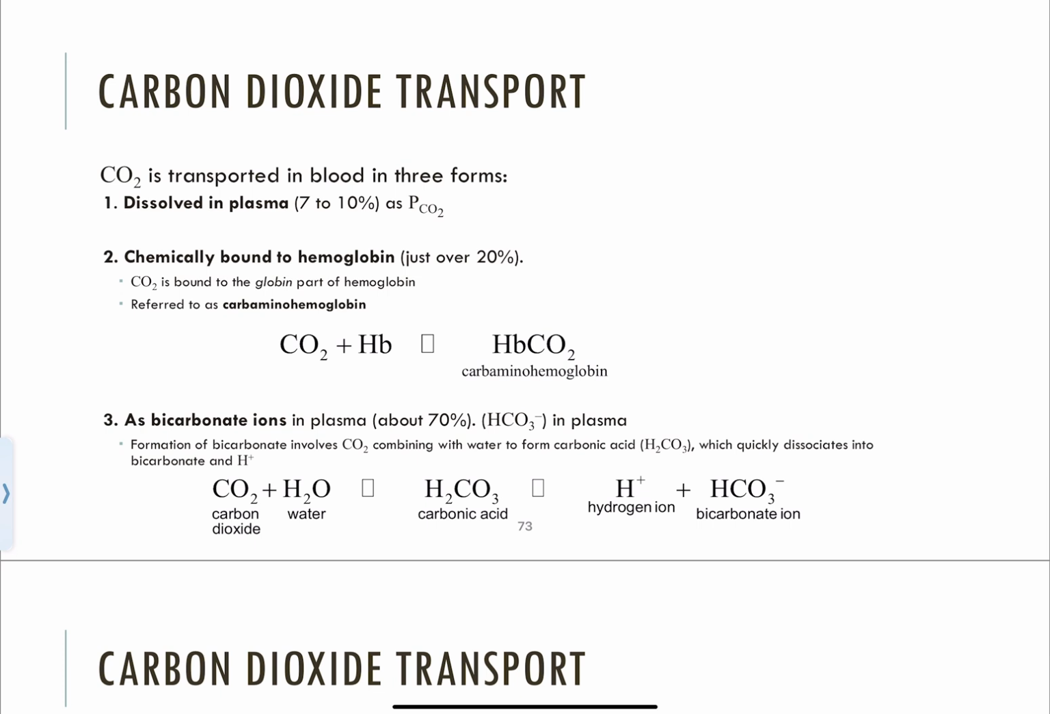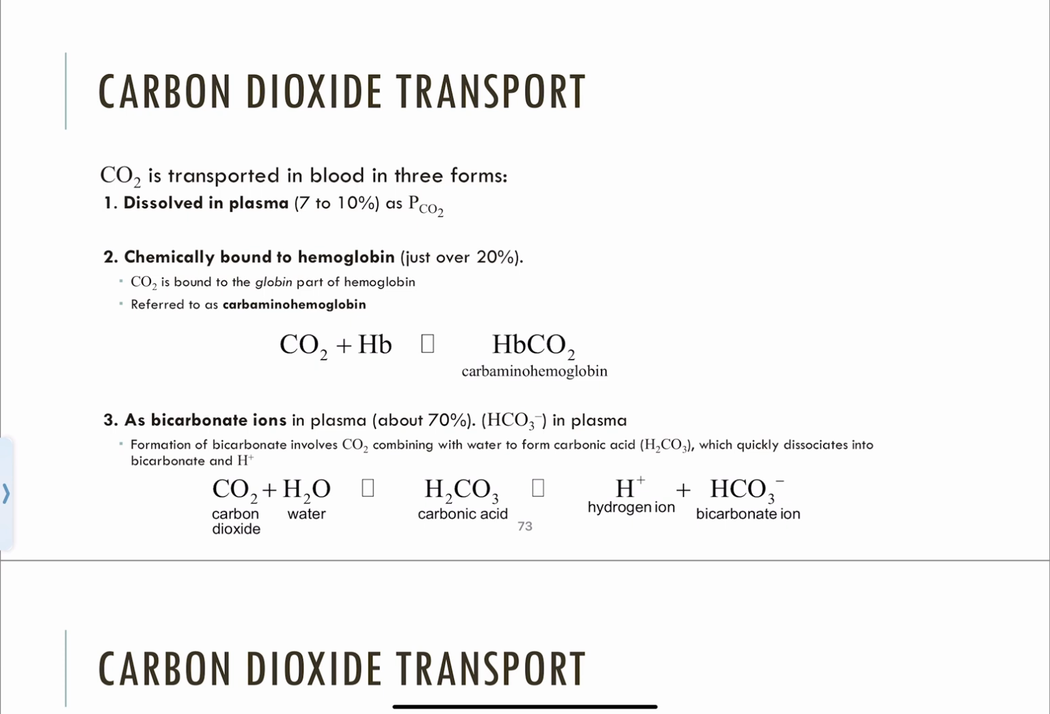Okay, that was oxygen. Now we need to move on to carbon dioxide. We have 3 different ways in which carbon dioxide can be transported. The first one is directly dissolved in plasma. A little bit higher amounts are directly dissolved in plasma than that of oxygen, so about 7 to 10%. But this is still the smallest amount of carbon dioxide being transported this way.